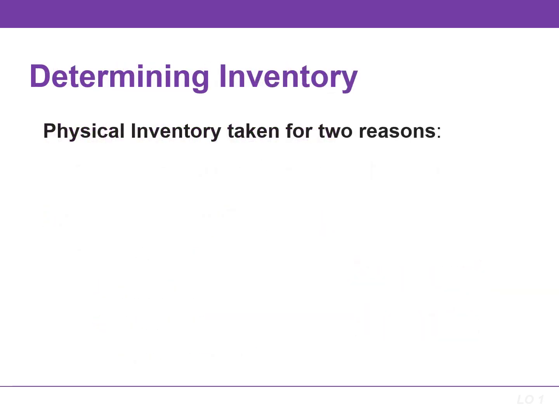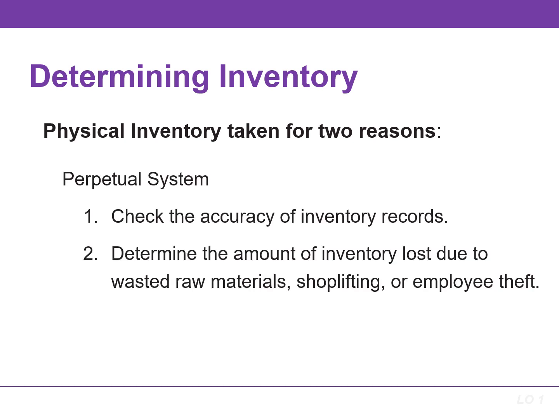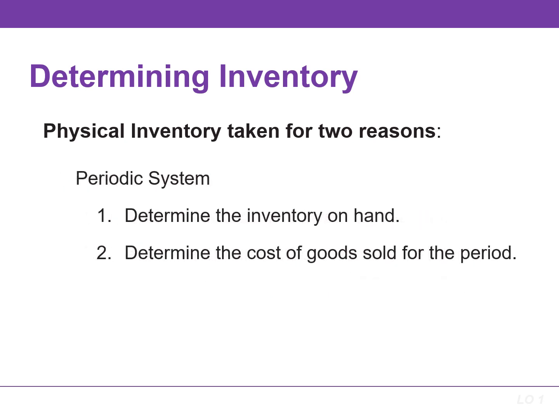No matter whether they are using a periodic or perpetual inventory system, all companies need to determine inventory quantities at the end of the accounting period. If you are using a perpetual system, companies take a physical inventory to check the accuracy of their inventory records, as well as to determine the amount of inventory lost due to wasted raw materials, shoplifting, or employee theft. Companies using a periodic inventory system must take a physical inventory to determine the inventory on hand, as well as to determine the cost of goods sold for the period.